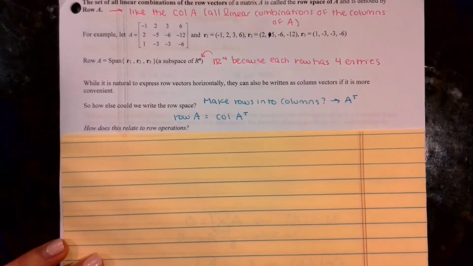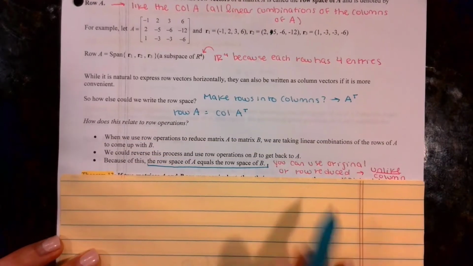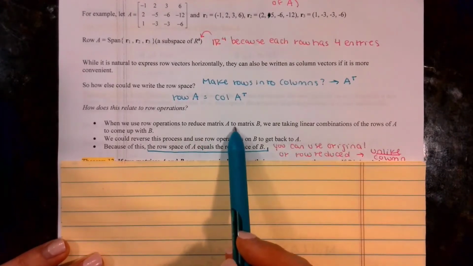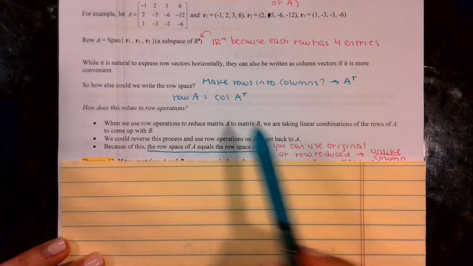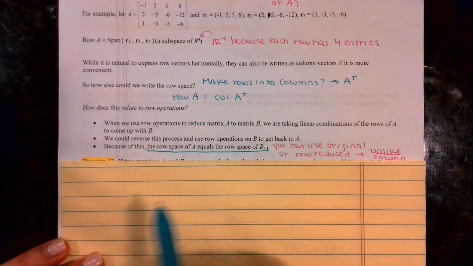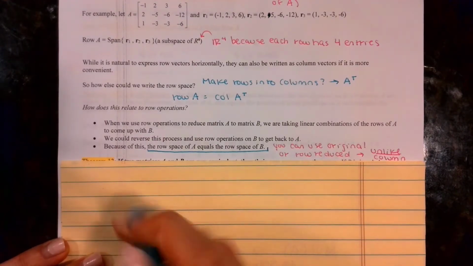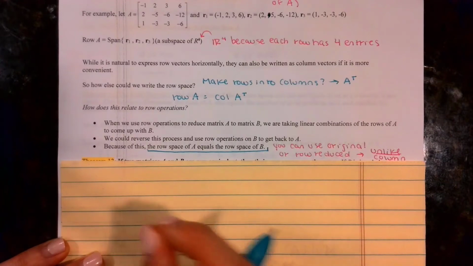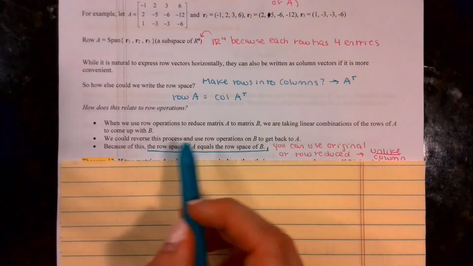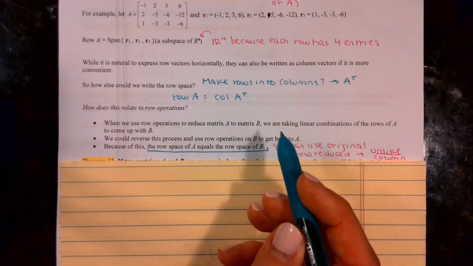Now, the important thing is how does this relate to row operations? Okay, we've got a couple of statements here. When we use row operations to reduce the matrix A into a new matrix B, what we're doing is taking linear combinations of the rows of A and coming up with B. Okay, think about it. 2 of row 1 plus row 2. Okay, that's a linear combination. We're just making multiple linear combinations. So we could reverse this process, and that's what's key. We could reverse this process and use row operations on B to get back to A.